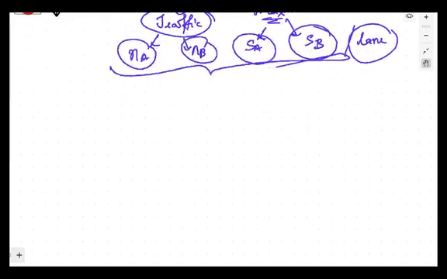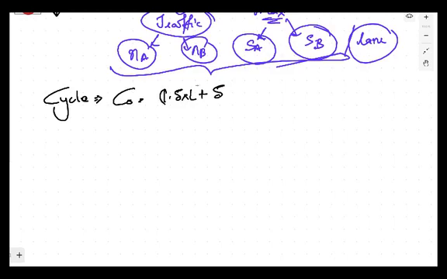To calculate the cycle timing, Webster gave a formula which says that the optimum cycle time C naught is equal to (1.5 L plus 5) divided by (1 minus Y). Now let's see what L and Y are. They have asked you to calculate the cycle timing, where L is equal to 2N plus R.